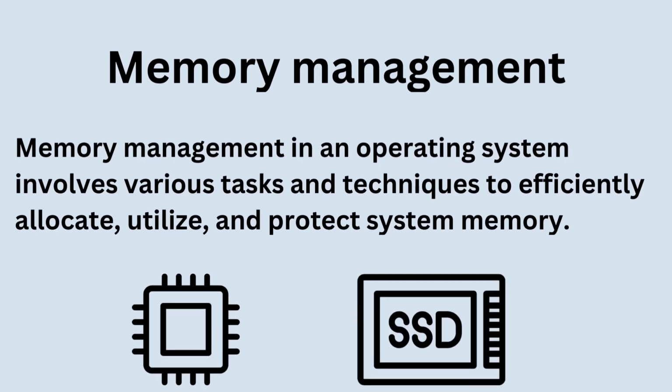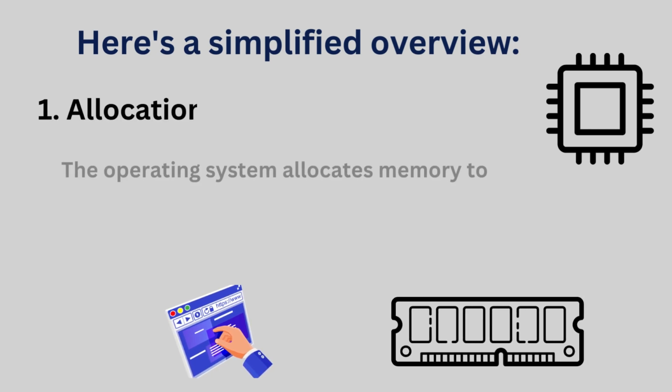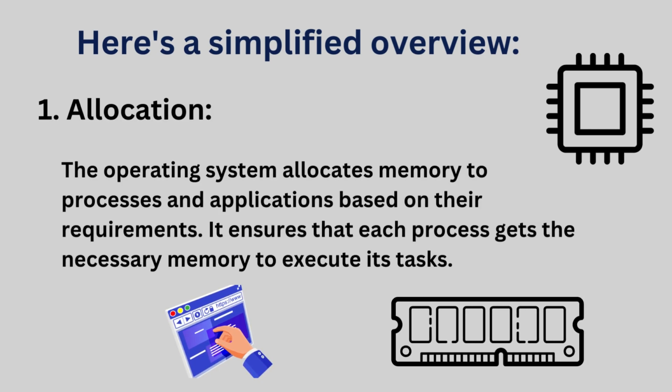Memory management in an operating system involves various tasks and techniques to efficiently allocate, utilize, and protect system memory. Here's a simplified overview. 1. Allocation. The operating system allocates memory to processes and applications based on their requirements. It ensures that each process gets the necessary memory to execute its tasks.